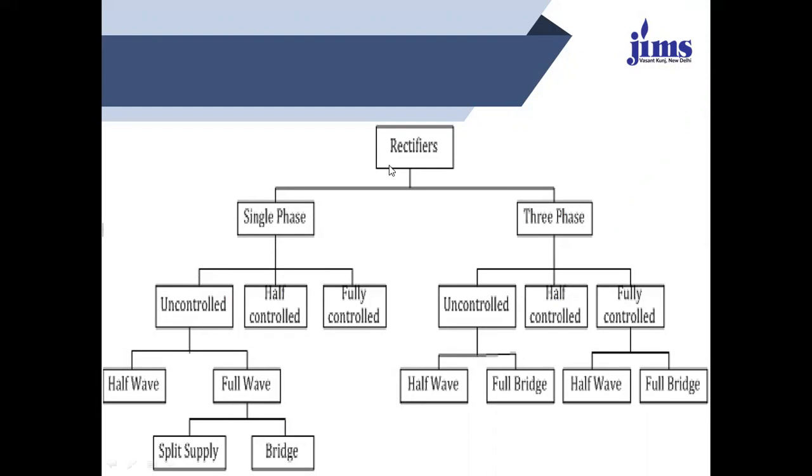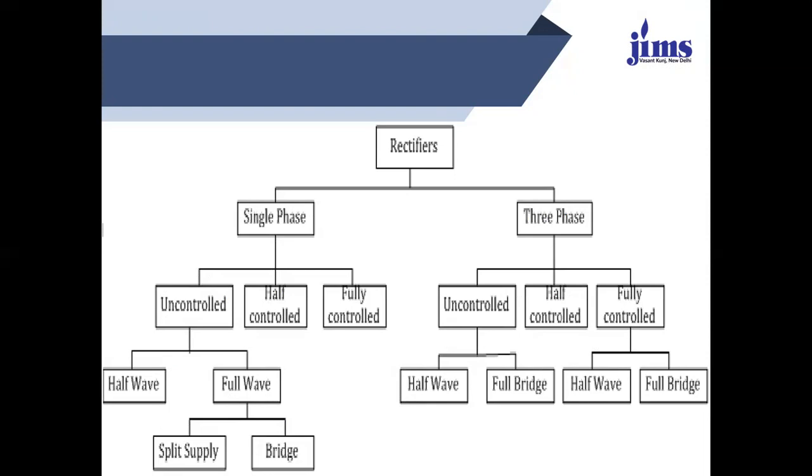The rectifiers are normally of two types: the single phase type and the three phase type. There is the uncontrolled rectifier: half wave, full wave, split supply, and this type of rectifier. Split supply means we use a center-tapped transformer and two diodes, connected in such a manner that it works as a full-wave rectifier. That type is called a split type, and another one is the bridge type.